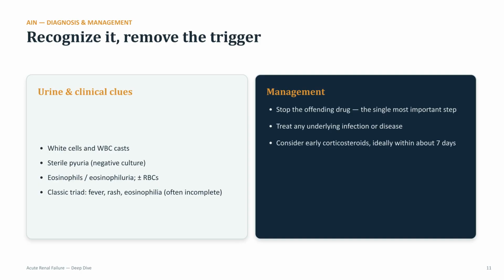Diagnosing AIN involves looking for white blood cells and white cell casts in the urine, often with sterile pyuria. While the classic triad of fever, rash, and eosinophilia exists, it's frequently absent. The most vital management step is removing the offending drug. Corticosteroids may be considered early on.